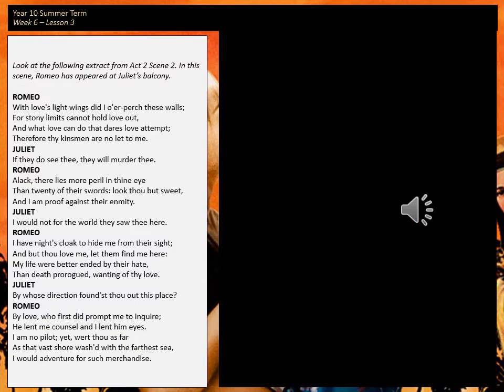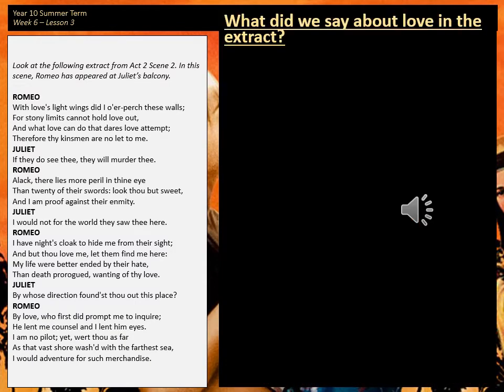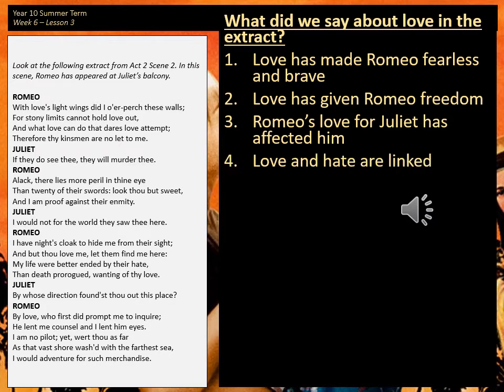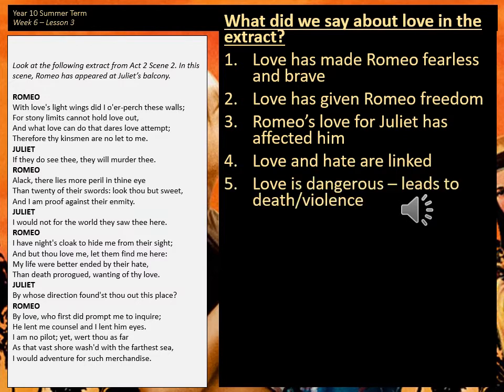So I'm going to think back to my extract and what I said about love in the extract. So thinking about those notes I made, those annotations I made. And essentially what that came down to is I said that love has made Romeo fearless and brave. I said essentially that love has given Romeo freedom. I said that Romeo's love for Juliet has affected him. I said that love and hate are linked, and that love is dangerous, that it leads to death or violence.